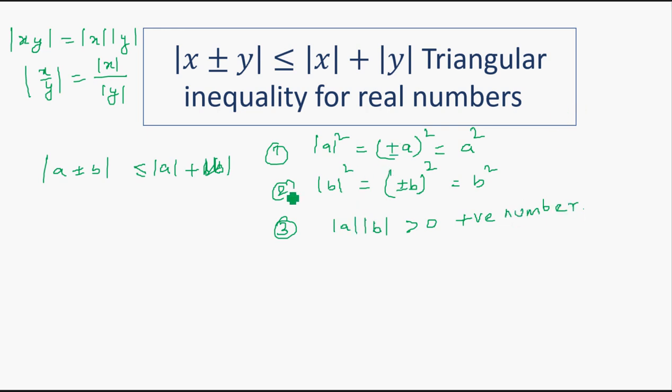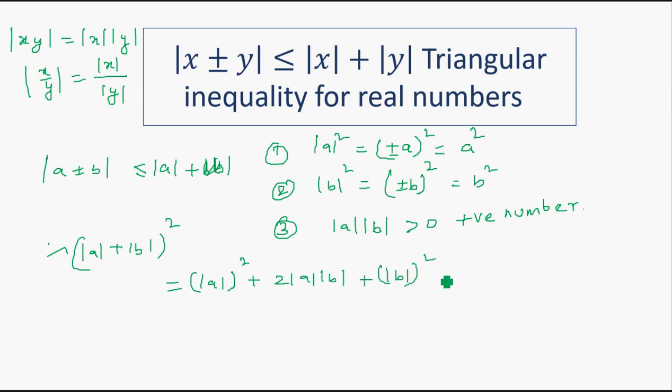Now once you have understood that, I will take mod a plus mod b and I will square them. What is mod a plus mod b whole square? A plus b whole square formula. So this is mod a whole square plus 2 mod a mod b plus mod b whole square, right? So how much is this? This is basically a square plus 2 mod a mod b plus b square. So this is one term.